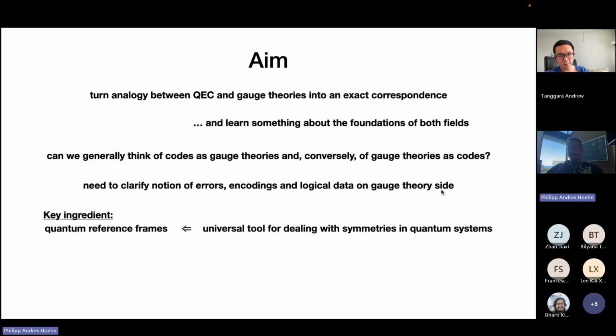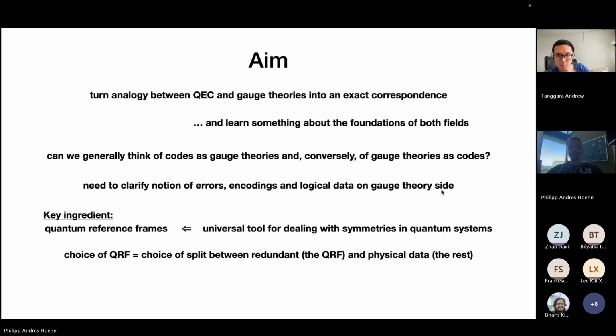And the key ingredient to do this are quantum reference frames. As I said already, you can think of them for the moment as universal tools for dealing with symmetries in quantum systems. In particular, the type of framework for quantum reference frames I'm going to introduce is one that is specifically geared to gauge symmetries, and that framework is therefore crucial for this correspondence.